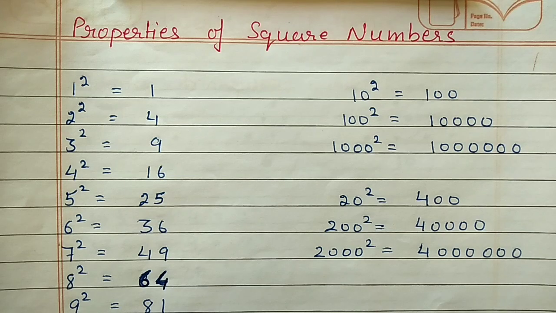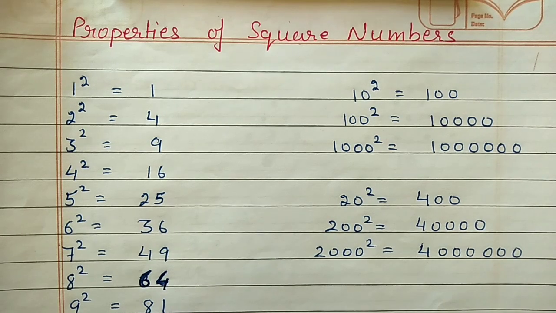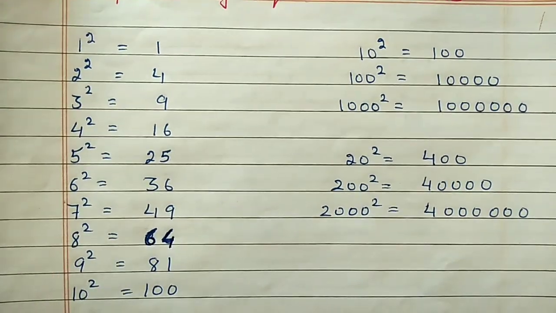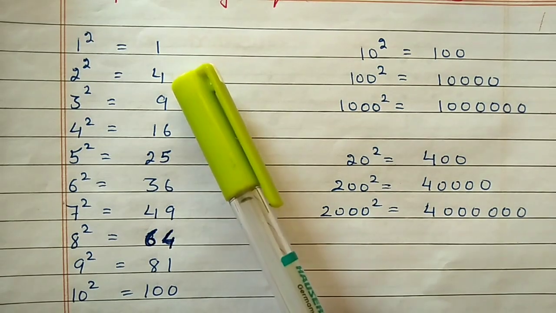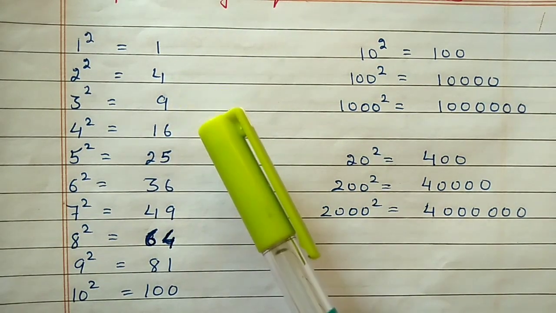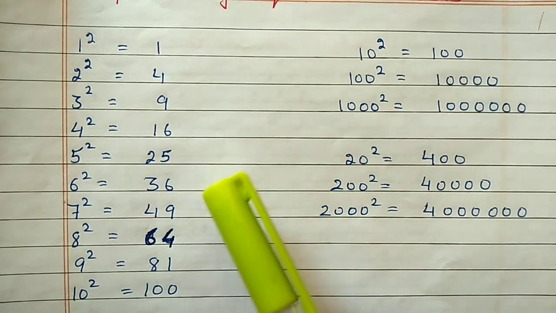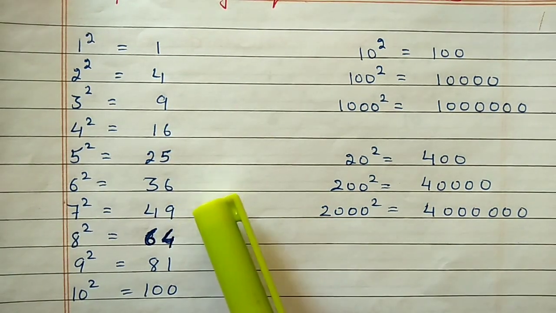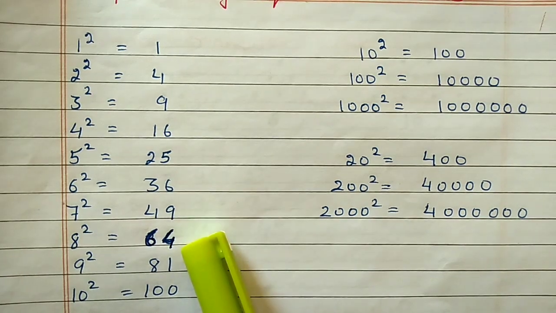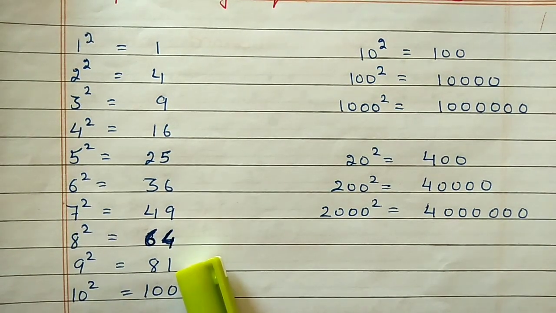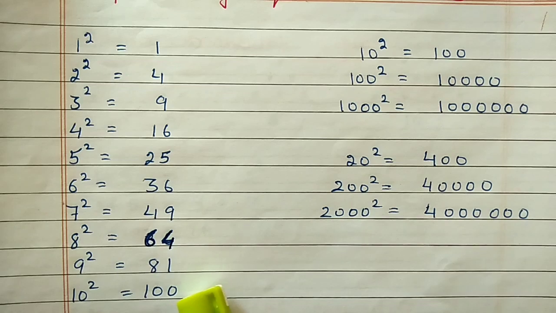Hello students, in the last video we discussed square numbers, and today we will discuss the properties of square numbers and exercise 3.2. First, I have taken square numbers from 1 to 10. 1 square is 1, 2 square is 4, 3 square is 9, 4 square is 16, 5 square is 25, 6 square is 36, 7 square is 49, 8 square is 64, 9 square is 81, 10 square is 100.